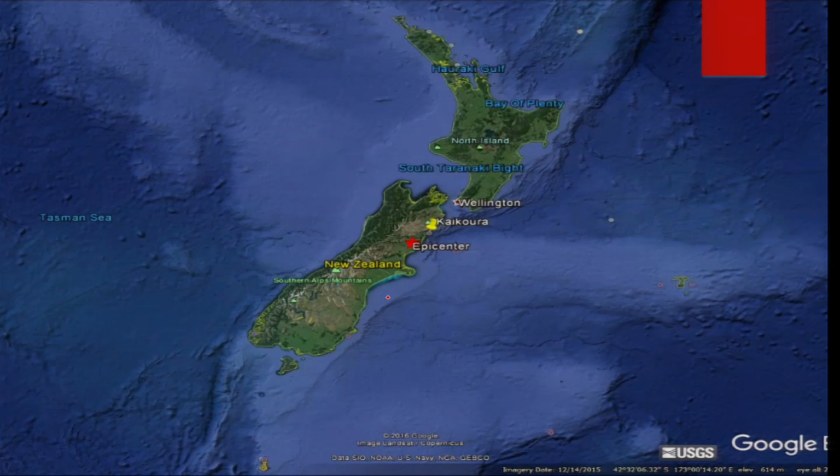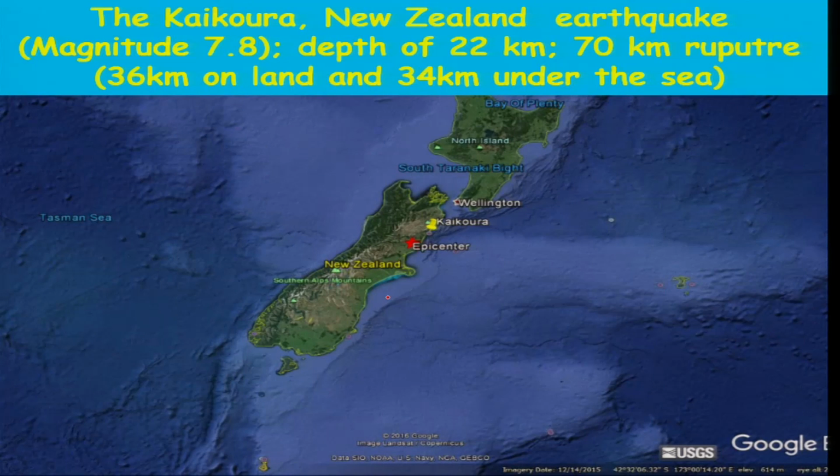Now, this is another example of catastrophic events, or we can say a geological hazard. There was an earthquake which happened in New Zealand recently, called the Kaikoura earthquake. The magnitude was 7.8, and it occurred at a very shallow depth of 22 kilometers, and it ruptured the surface almost covering a distance of 70 kilometers. 36 kilometers was on land and 34 kilometers under the sea. Because of this 34 kilometers which ruptured under the sea, a tsunami warning was issued.